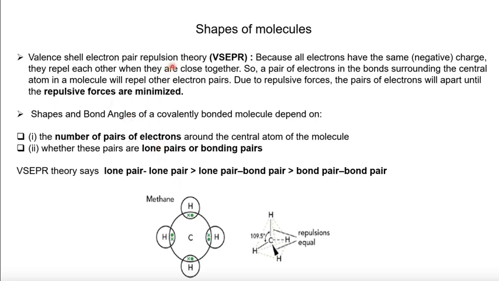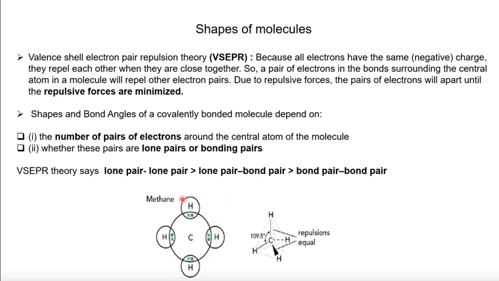As an example, now I talk about valence shell electron pair repulsion theory. This theory says the lone pair repulsion will be the highest, then lone pair-bond pair repulsion, and then bond pair repulsion. Therefore, we will have molecules with bond pairs as well as with lone pairs.